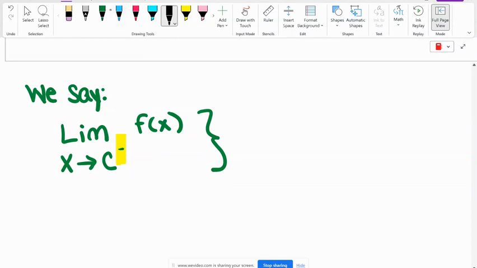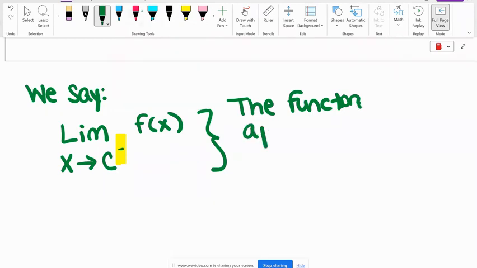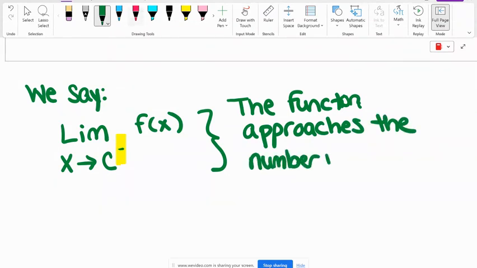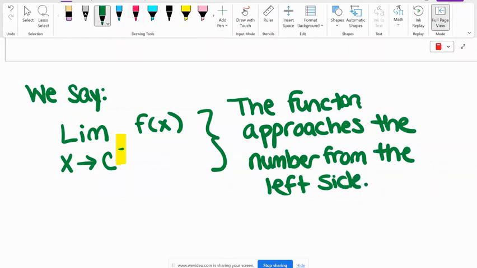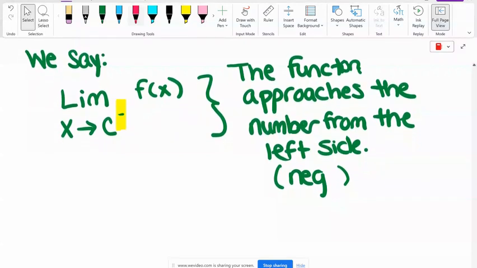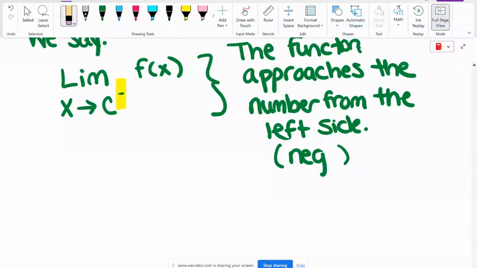Let's write that out. The function approaches the number from the left side, which I say is the negative. So going left to right, negative to positive, what's happening? Negative to positive. That shift from left to right is what we're looking at.